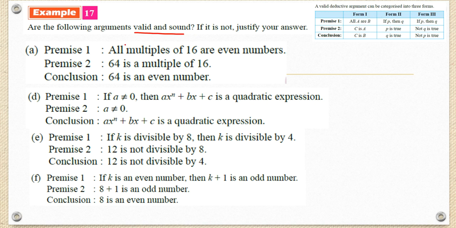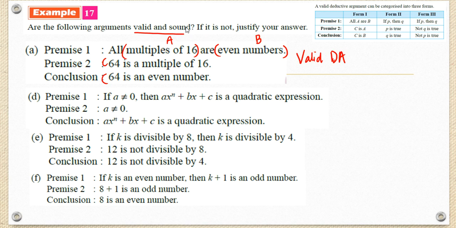All multiples of 16 is your A. Even numbers is your B. So 64 is your C. C is a multiple of 16. C is an even number. Now, that follows, isn't it? So this is a valid deductive argument.